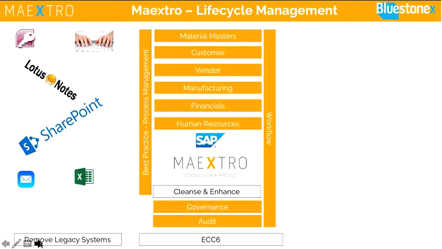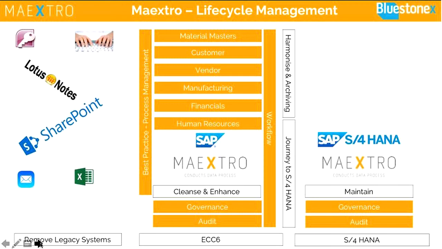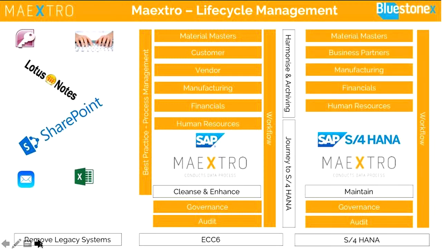And obviously, because we're giving you the technology and the processes, it's inbuilt with governance and audit capability. Now, where we see the value for those of you that are on ECC 6 is you can start harmonizing, getting that data ready for that journey to S4. As I said, it is going to have quite a big impact when you come to move, if you've got your data sorted out and you're lowering your total cost of ownership. So that's the journey. Maextro is compatible across both systems. This is just to put things into context.